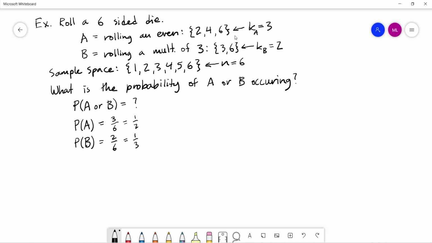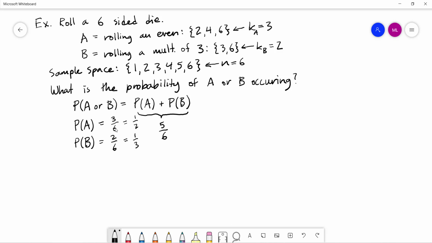So maybe the answer is to simply add these two pieces up. If I'm interested in the probability of this occurring or the probability of this occurring, maybe I just add these two probabilities up and we get our answer. So let's take a look at what would happen in that case. If I just said that this is equal to the probability of A plus the probability of B, we would get, adding these two values up, 5/6.